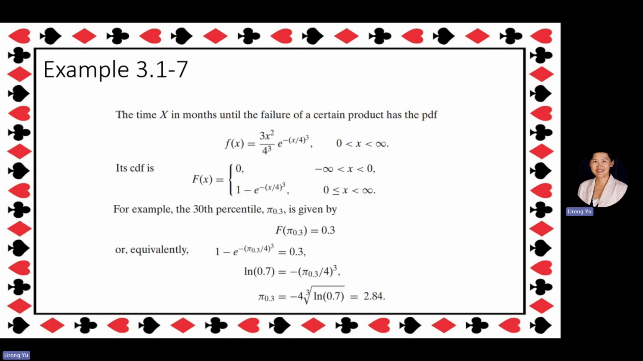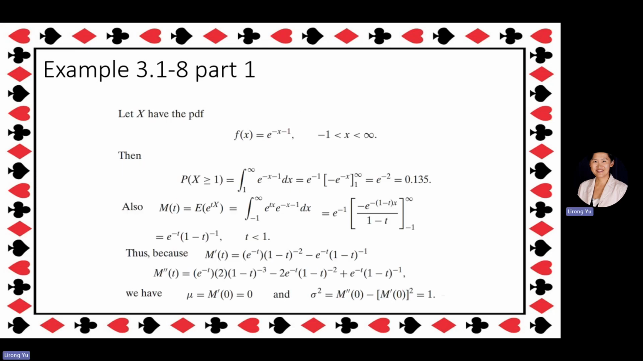So the probability to be below pi 0.3 is 0.3. Then we get this equation: you plug pi 0.3 into this equation, you get 1 minus e to the negative pi 0.3 over 4 to the power 3 equal to 0.3. That equation allows us to solve for the percentile. We can solve for pi 0.3, which equals 2.84. The algebra is a solving process, but it's not too complex once we already have the CDF. Any question?